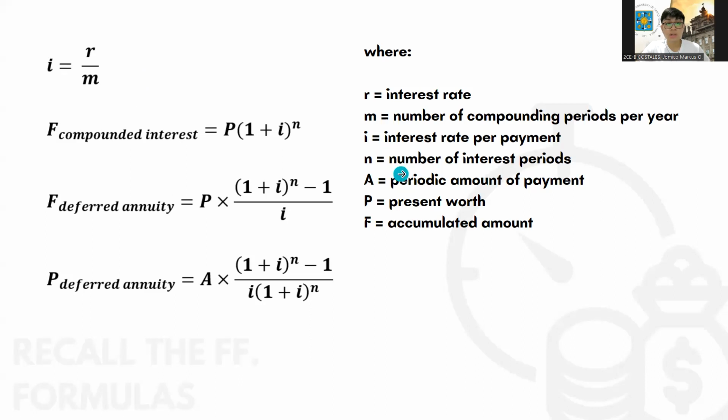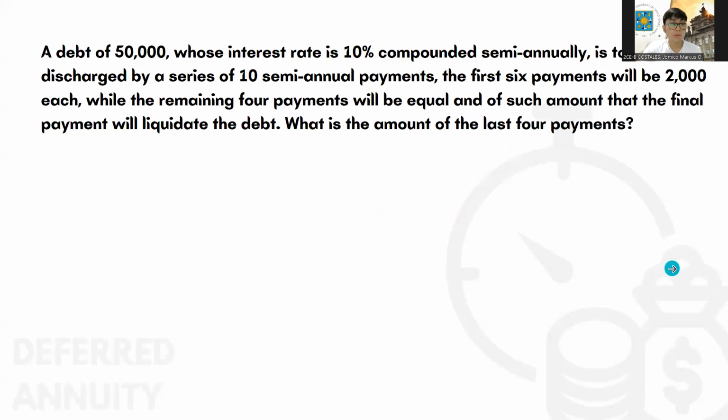That's for the first formula. N is for the number of interest periods, A is for the periodic amount of payment, and it's also known as the annuity. P is equal to present worth or present value, and F is equal to the accumulated amount or the future value. On to the problem.